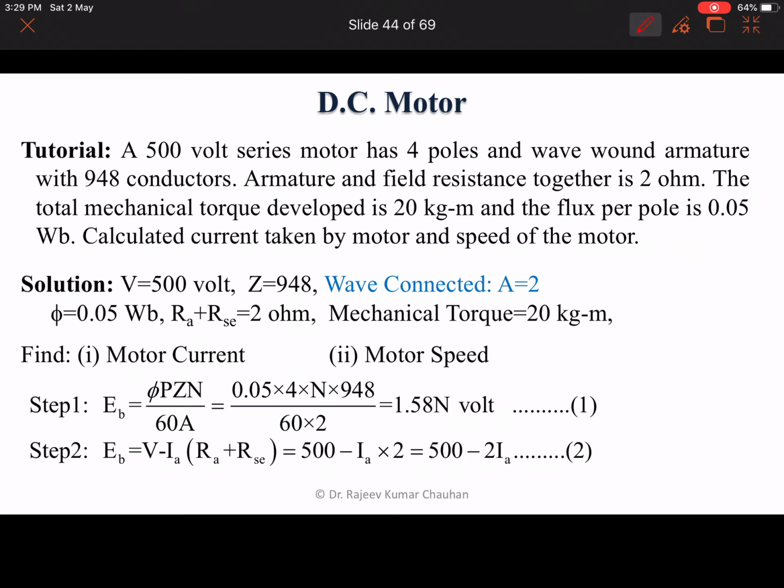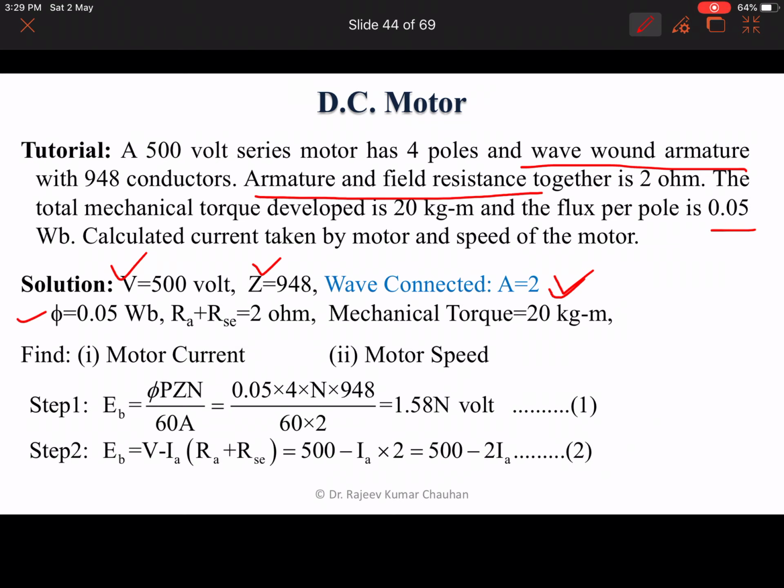So in the question, the value of V is given to us, value of Z is given to us, wave wound armature. So A is equal to 2. We know for the wave wound armature A is equal to 2, for lap A is equal to P. Okay. So this is wave, so A is equal to 2.